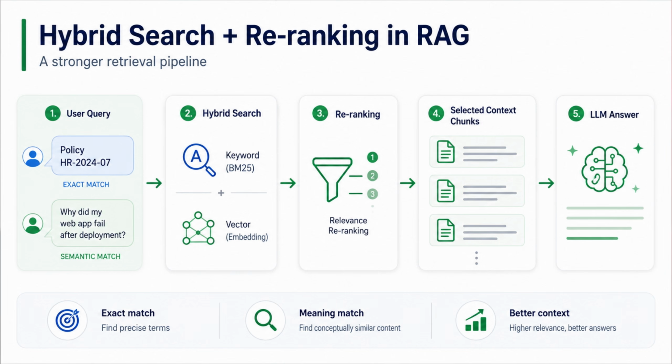So a simple way to remember this is: keyword search finds the exact match, vector search finds the meaning-based matches, and re-ranking improves the final selection. And this is why, in a real RAG system, hybrid search with re-ranking is usually the stronger choice than using vector search only.